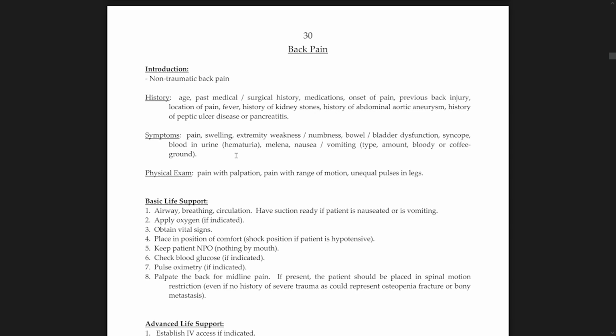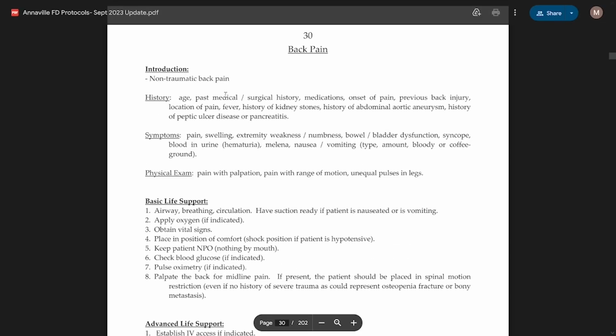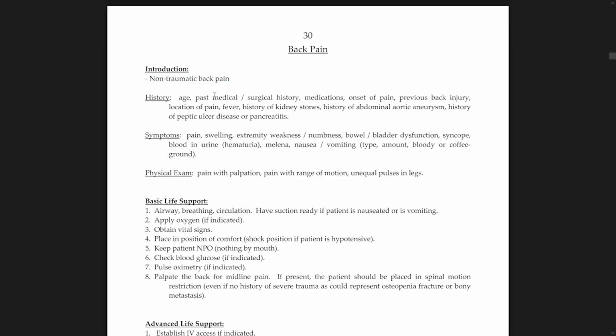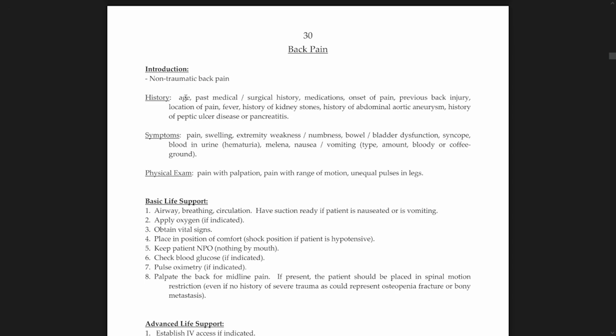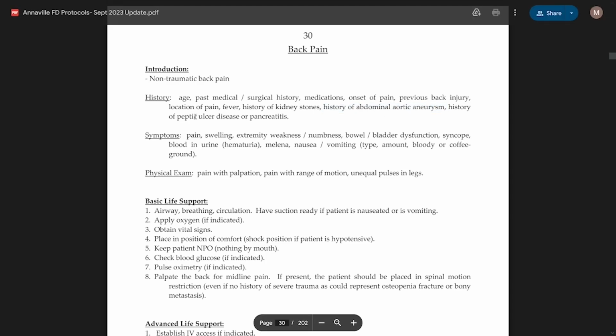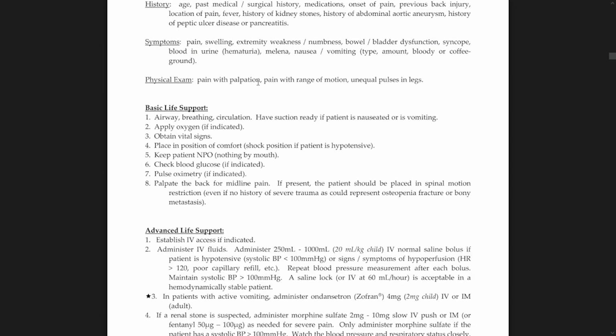The next type of scenario that we have is back pain. For non-traumatic back pain, it's usually chronic, or it's due to some other reason. For history, consider the patient's age group, past medical or surgical history, medications, onset of pain, previous back injuries, the location of pain, fever, a history of kidney stones, which is big, a history of abdominal aortic aneurysms, a history of peptic ulcers, or pancreatitis.